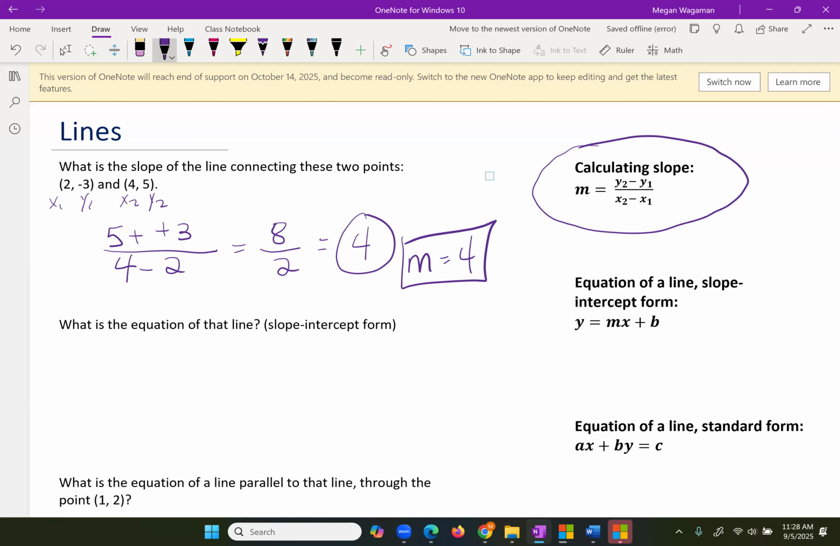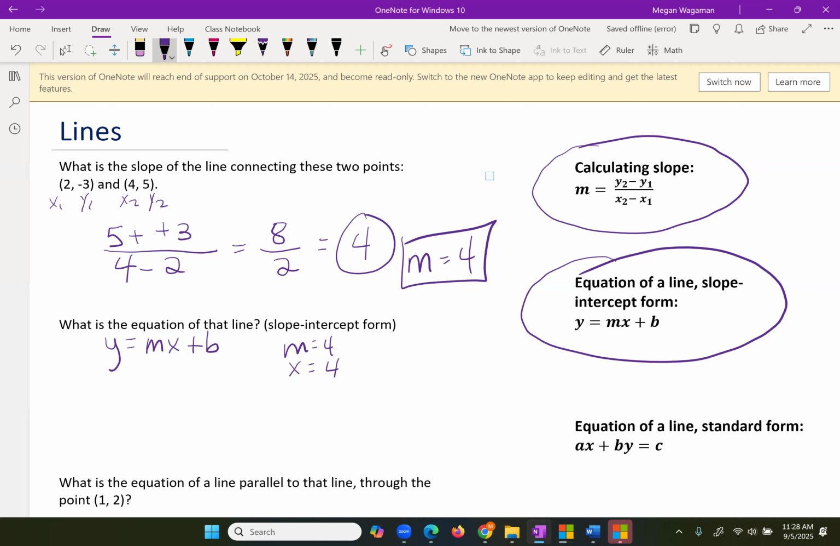To find the equation of that line, we're going to use this format here, y equals mx plus b. I already know the slope because we just found it. I already know an x and a y because that can come from either of the points. I'm going to do the one that doesn't have any negatives in it. So I'm going to use the 4, comma 5. And I'm just going to plug those in and then I can solve for b, the missing thing.